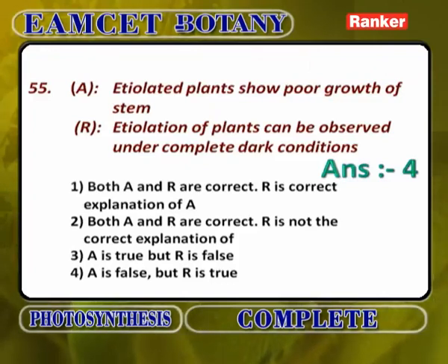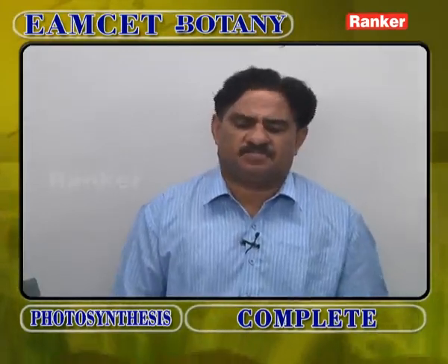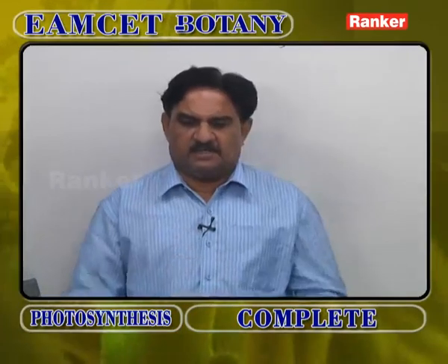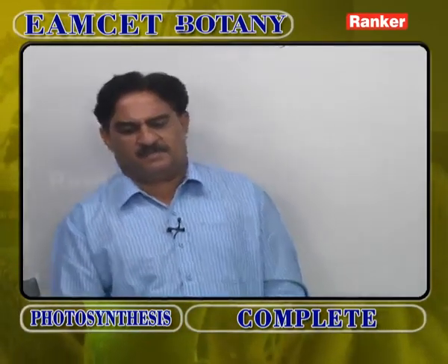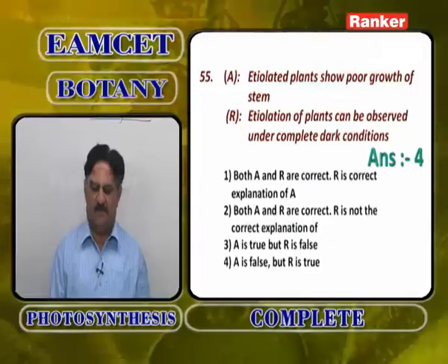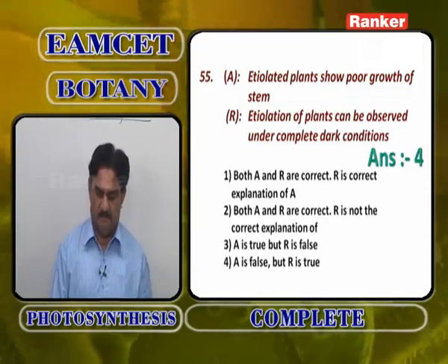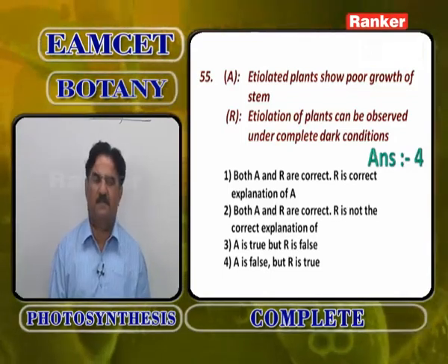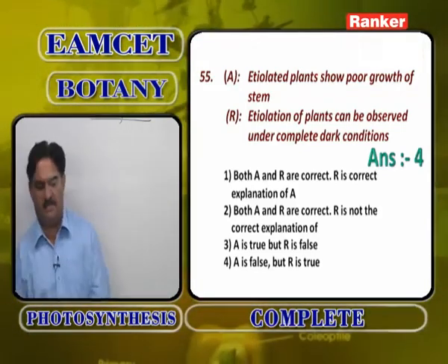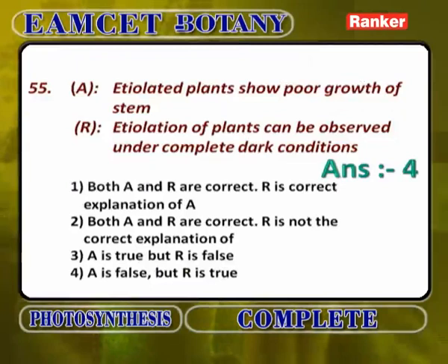Etiolated plants show poor growth of stem. What is etiolation? When a plant is grown in darkness, the plant will become pale in color, tall in nature, and leaves are very much stunted, very short. Etiolation of plants can be observed under complete dark conditions. Etiolated plants show poor growth of stem is wrong. Etiolated plants show maximum growth of stem. Etiolation of plants can be observed under complete dark condition is correct. So etiolated plants always show maximum growth of the stem. So A is false, R is true. Fourth option.